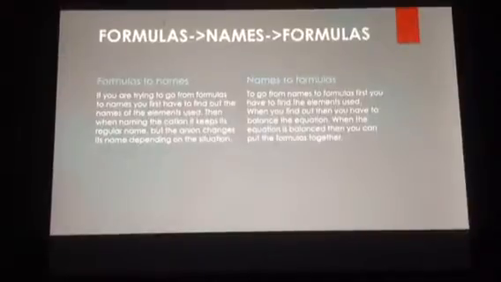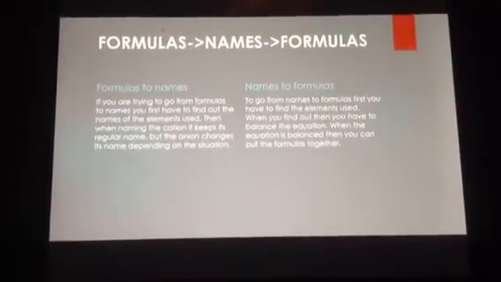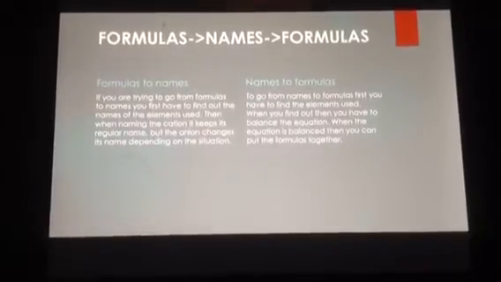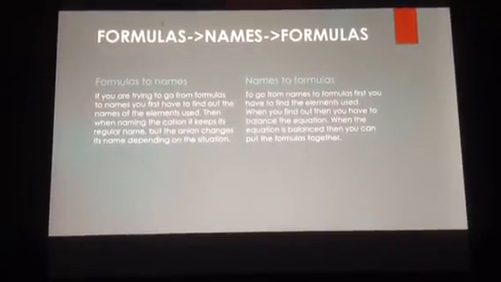Names to formulas. To go from names to formulas, first you have to find the elements used. When you find them, then you have to balance the equation. Once the equation is balanced, you can put the formula together.